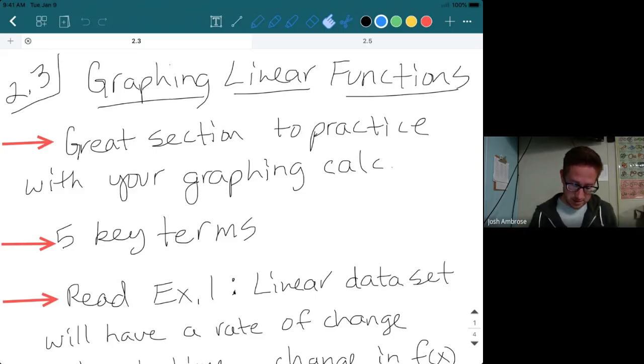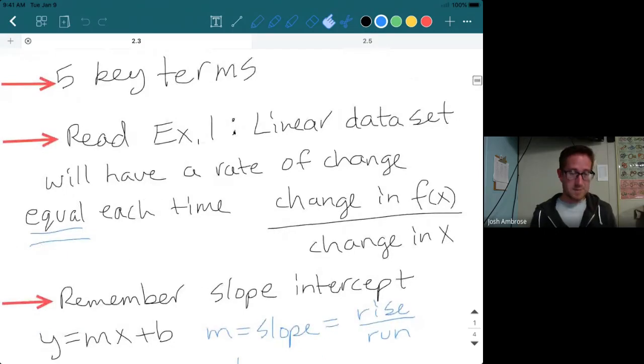Next thing is the key terms. There are 5 of them. Always look these up, because again, they're going to be used on the test, in the homework, by me in the videos, and you have to know their definitions, because that's not something I'm going to be answering for you come test time. All right, so I need you guys to read example 1.